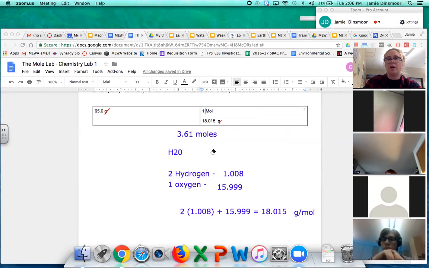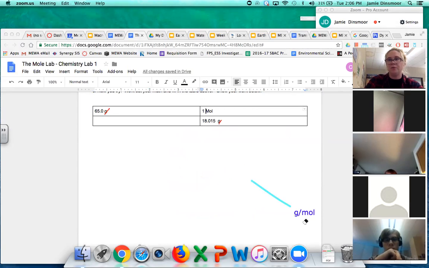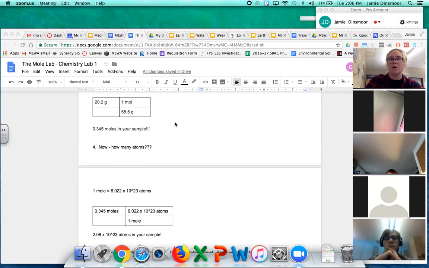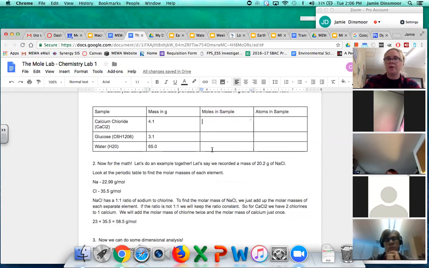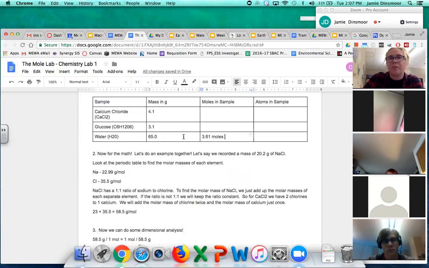Okay, so then where does that number go? Well, I'll erase a bunch of stuff. That's going to come into your data table for your moles in the sample. For water is 3.61 moles. So finally, we have a mole amount that's more than 1, although the first question I think had a 3, but still. So that 65 grams of water is actually 3.61 moles.